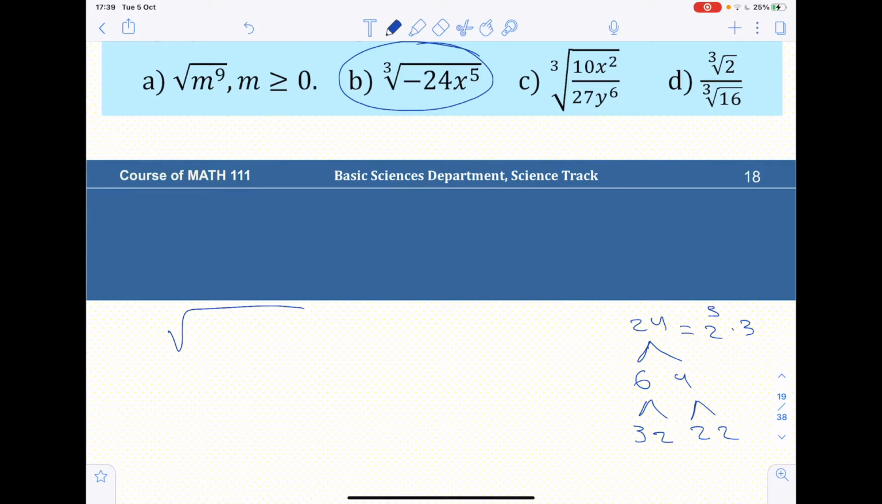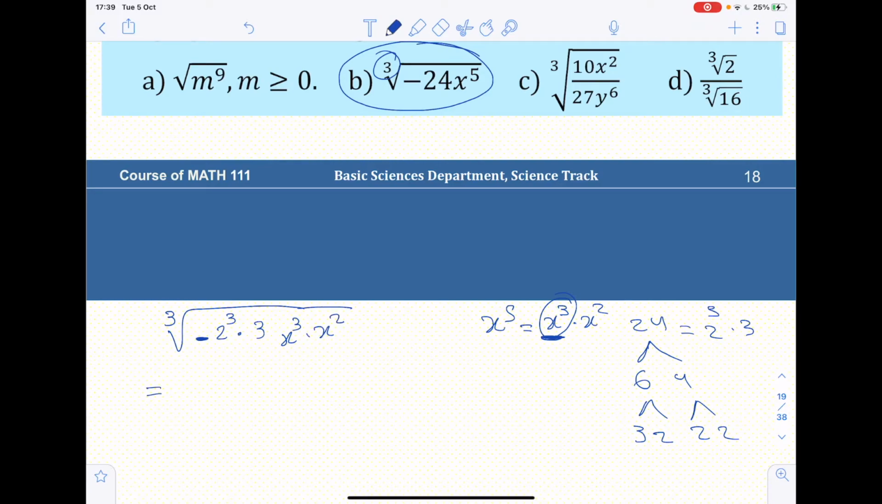Okay, so negative, I will leave the negative. Since the root is odd, we don't have a problem with the negative. So negative 2 to the power 3 times 3, then x to the power 5. For x to the power 5, I will divide it into x to the power 3 and x to the power 2, since here I have a 3 and I need this power. So x to the power 3 times x to the power 2.